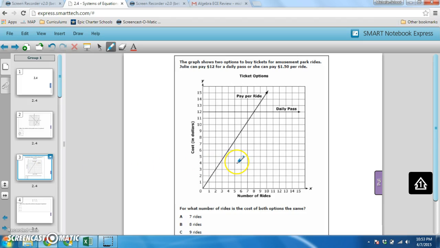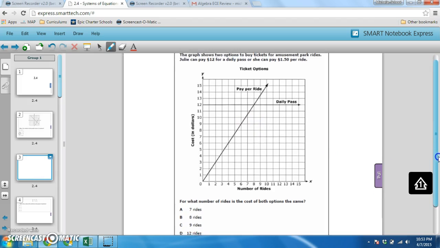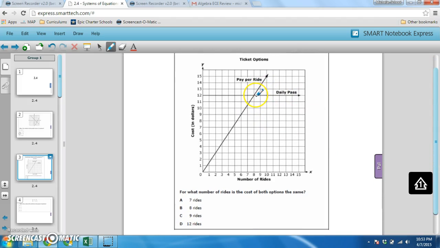The graph shows two options to buy tickets for amusement park rides. Julie can pay $12 for a daily pass, or she can pay $1.50 per ride. For what number of rides is the cost of both options the same? Okay, and that's just going to be, what's the solution when they cross? It's going to be right here. So, for what number of rides if you come down, that's 8 rides.